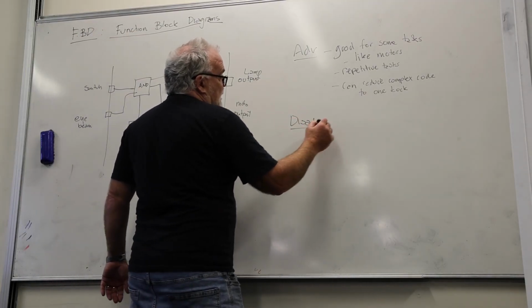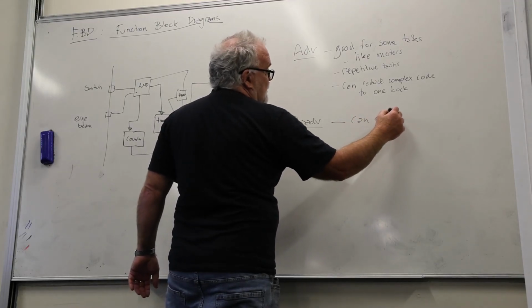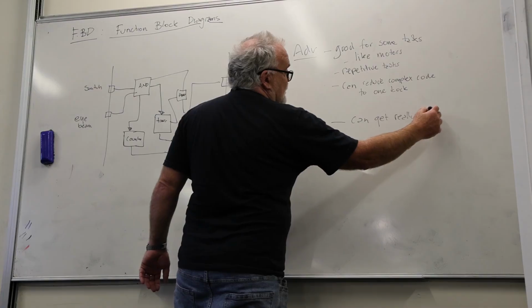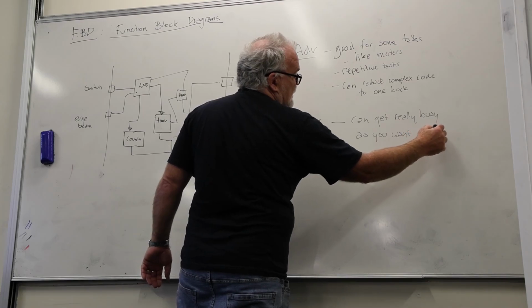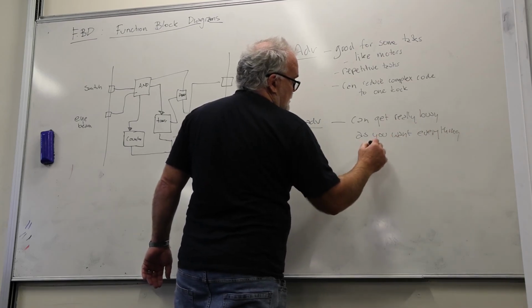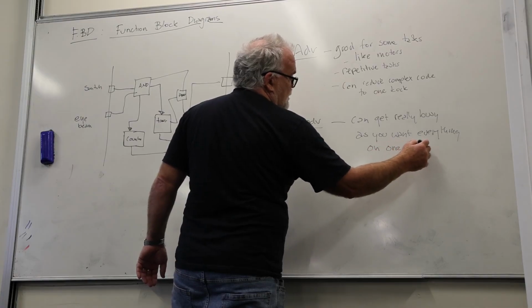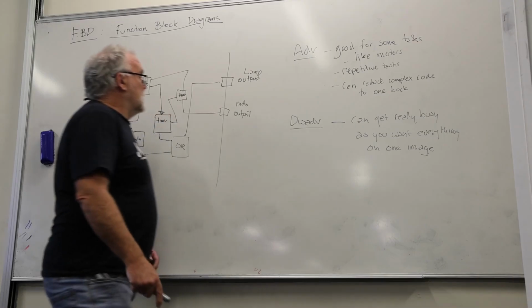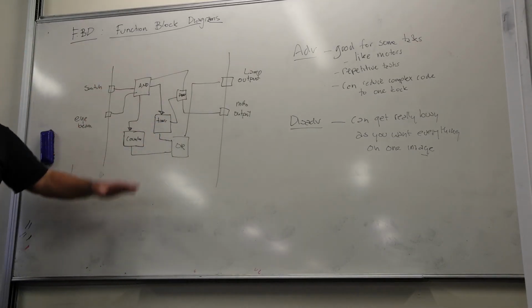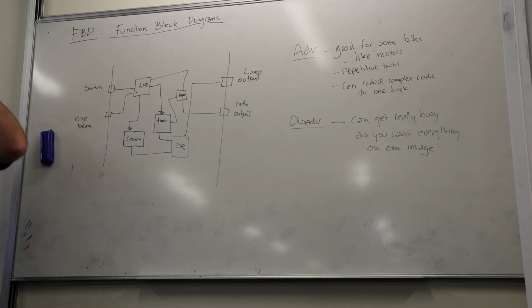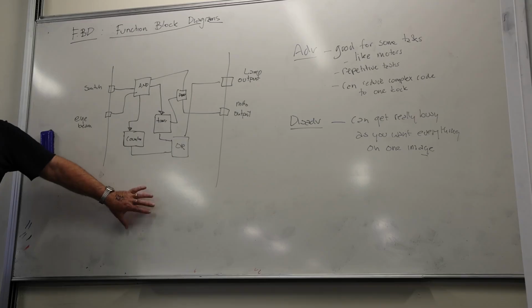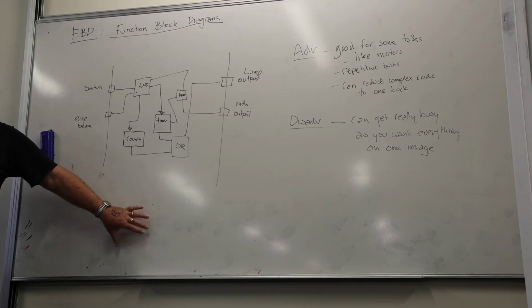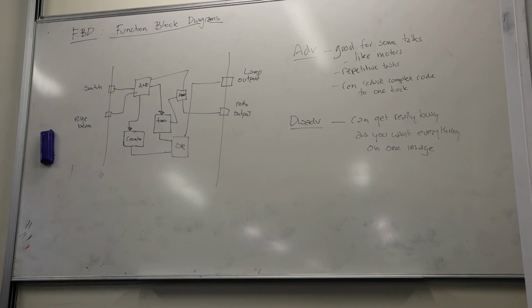Disadvantage. Okay, can get really busy as you want everything on one image. What happens with this, you tend not to want to scroll up and down, so you try and keep everything on the one image, and that's where it can get busy, okay? So that's a disadvantage. So there's some good things about it, and there's some bad things about it. Is it used? Yeah, it's used a bit, eh? Not as much as ladder, okay? Function block.